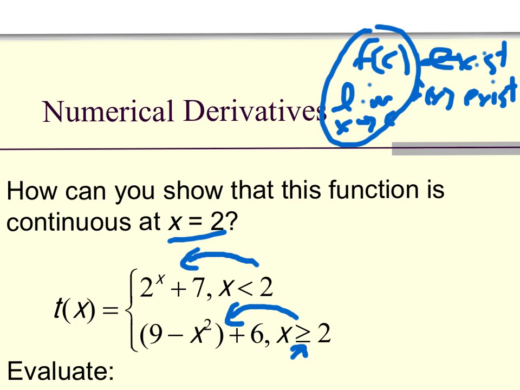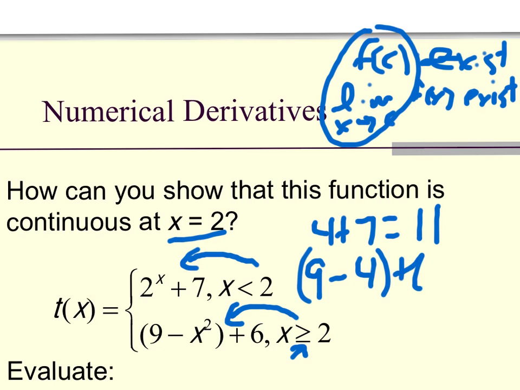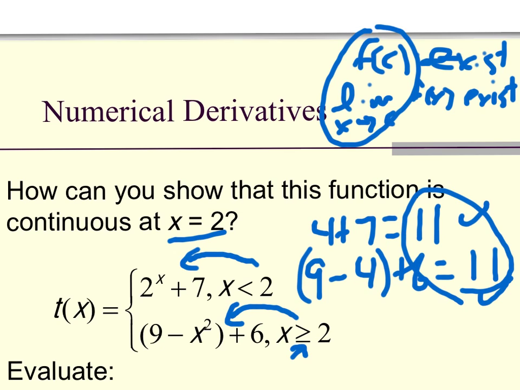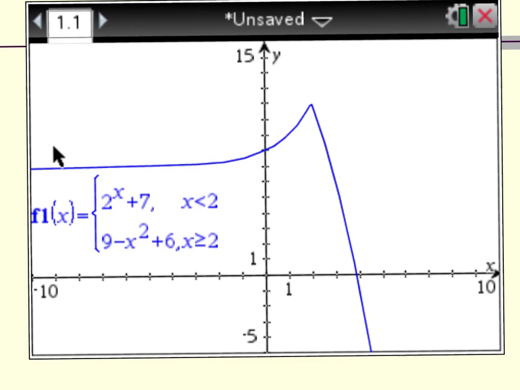The easiest way to do that is to substitute x equals 2 into both equations and see what I get. On the left side, I get 2 to the second plus 7, so that's 4 plus 7. So my left-hand limit is 11. When I plug it into the right-hand side, I get 9 minus 2 squared, so 9 minus 4, plus 6, which happens to also equal 11. So the left-hand limit exists, the right-hand limit exists, therefore the limit exists because they're equal to one another. So the function has to be continuous at x equals 2.